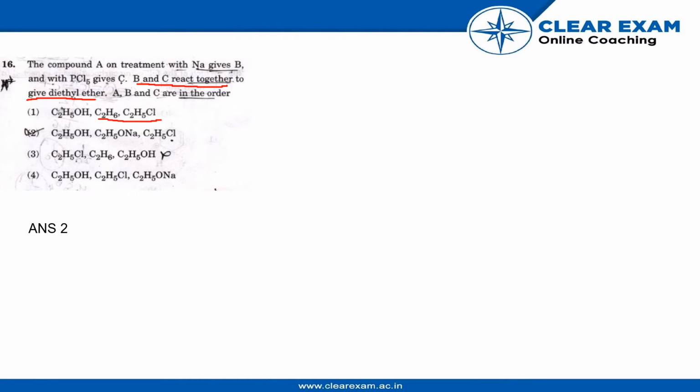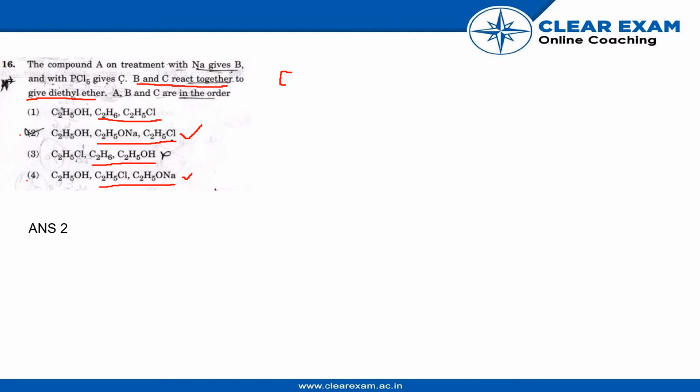So we can see, as there is no identity, if these two compounds are reacted together, they will not form diethyl ether. And this compound will form the ether. If we check this, if they are combined, they will also not form diethyl ether. And this can also form diethyl ether. So there are two options which can form diethyl ether when combined. So the answer will be in between these two.